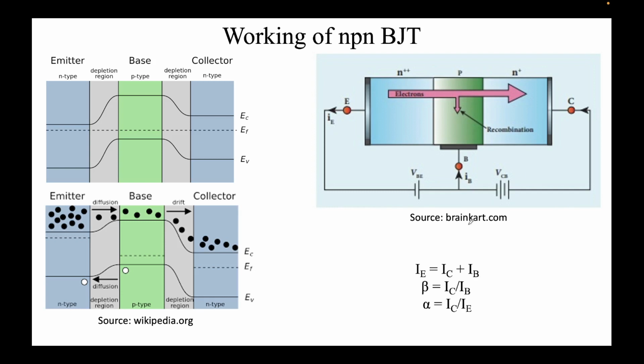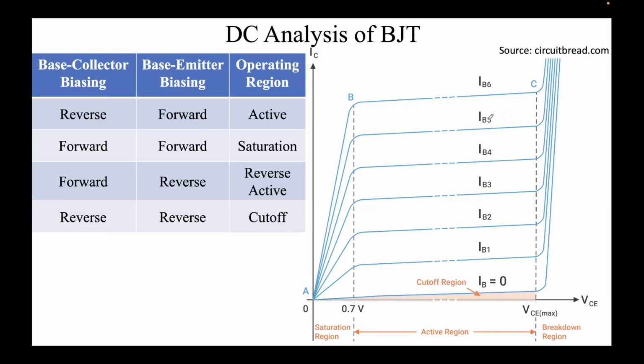Now I just told you that here base emitter is forward biased and base collector is reverse biased. However, there are four such configurations. The most commonly used, base collector reverse and base emitter forward, is called the active or forward active region, the region between the points B and C. The other region is when both the PN junctions are forward biased, and this is called the saturation region, between the points A and B.